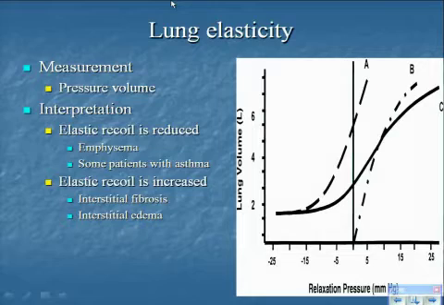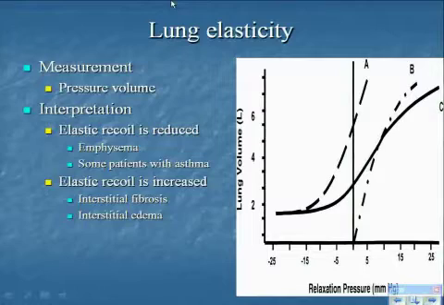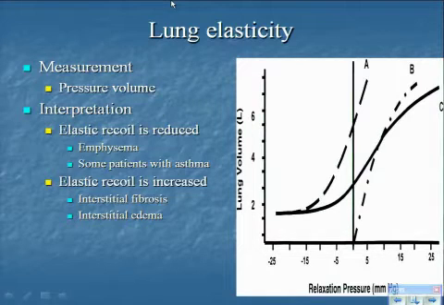This can be done using pressure volume loops. Interpretation-wise, you can look at the elastic recoil, whether it's reduced or increased. In a person who has a reduced elastic recoil, that means the person has lost the actual elastin molecules inside the lung. And the only thing that really does that is something that destroys the lung, like emphysema.